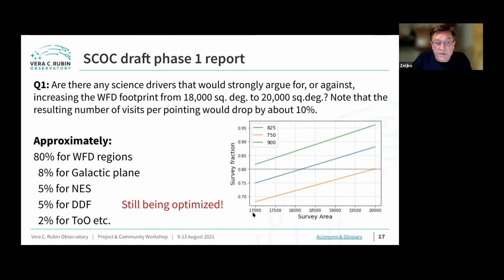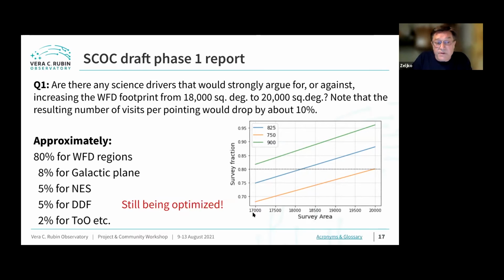So there is about 8% spent for galactic plane coverage and 5% for the so-called North Ecliptic Spur. So we are around 93% with that. So at the percent levels, this is still an optimization question. These are not God-given yet. They are not set in stone.